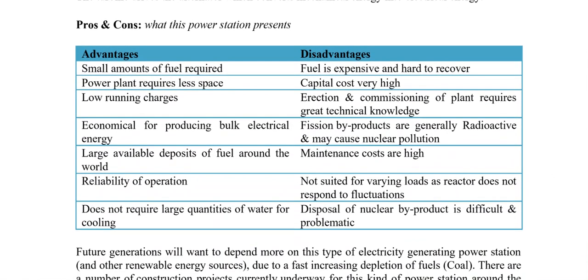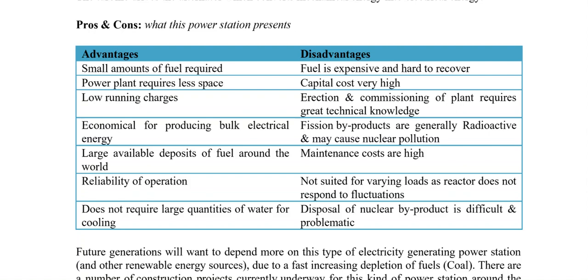So these are some advantages and disadvantages of nuclear energy. As we have discussed, the nuclear energy from a small amount of fuel is proportionate to 1 to 3 million tons of coal. So we need a small amount of fuel in nuclear power plants. A power plant requires less space, obviously. Then we have low running charges. If we are using it for bulk electricity generation, definitely it becomes economical.